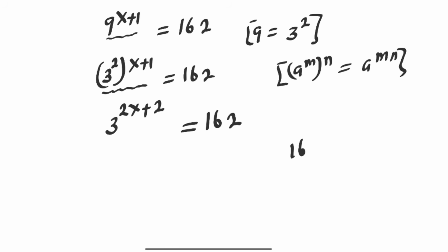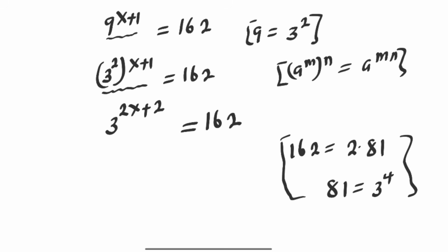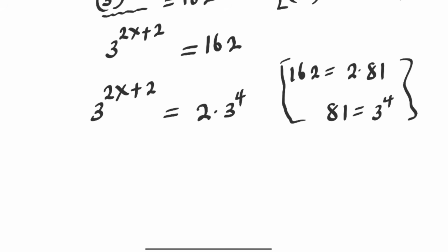But 162 is equal to 2 multiplied by 81, and 81 is equal to 3 raised to power 4. Then this is 3 raised to power 2x plus 2 is equal to 2 multiplied by 3 raised to power 4. Now this can be written as 3 raised to power 2x multiplied by 3 square is equal to 2 multiplied by 3 raised to power 4.